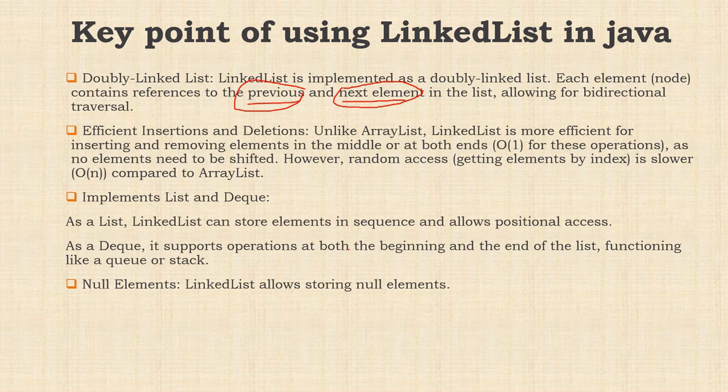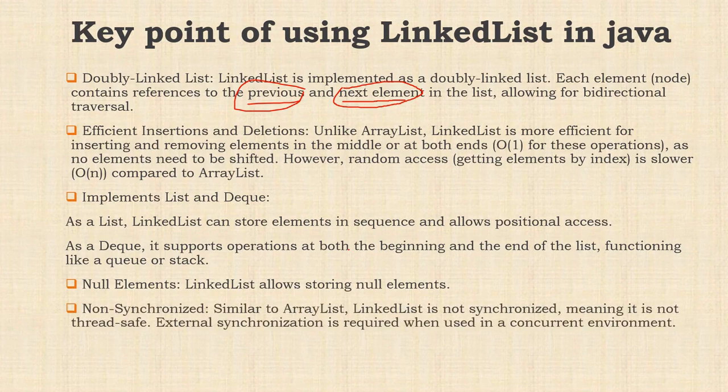Null element. So linked list allows storing null elements. So we can store null elements in linked list, same as array list. So it is also non-synchronized. This is similar to array list functionality. Linked list is not synchronized, meaning it is not thread safe. External synchronization is required when used in a concurrent environment, because it is not synchronized, so it is not thread safe in a multi-threaded environment.